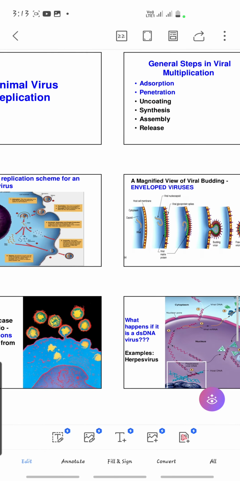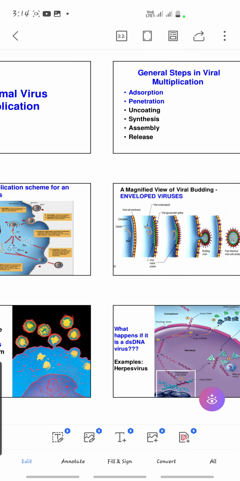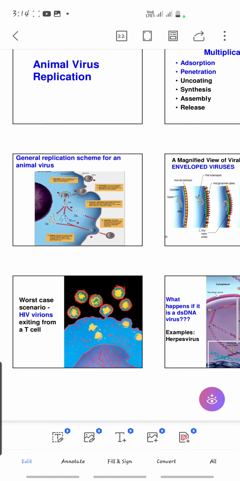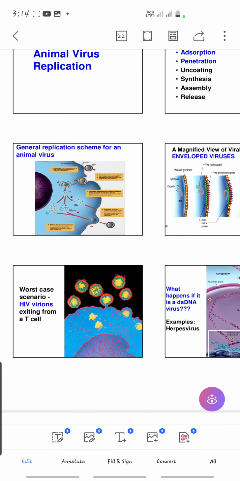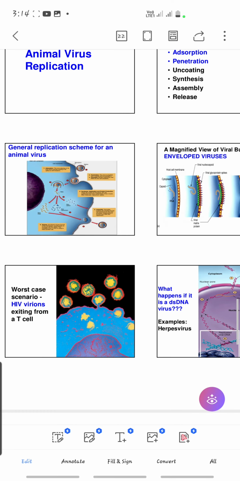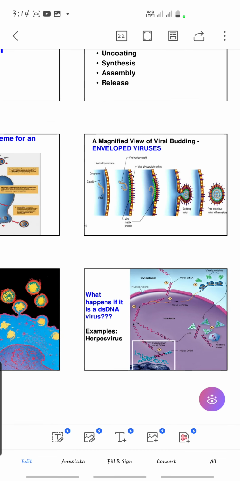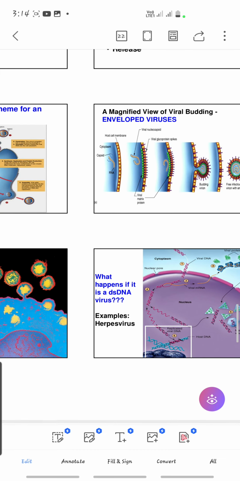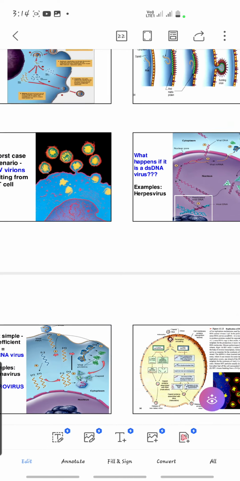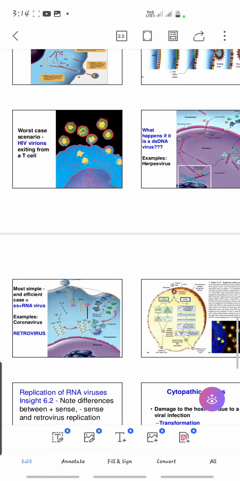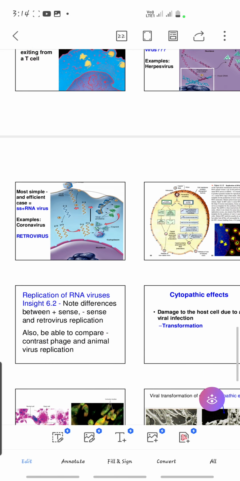So moving forward, this is another magnified view of viral binding of enveloped viruses. Take the case of HIV, which has already been released when the replication scheme is undergoing the process. That is it exiting from a T cell. And what happens if it is a DNA virus? One good example is herpesviruses. That is just an illustration. So let's move forward to another one.